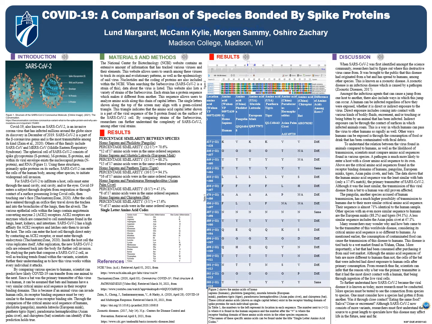This sequence allows users to analyze amino acids along this chain of capital letters. The single letters shown along the top of the screen may align with a green-colored triangle. This triangle indicates that the amino acid capital letter shown is a part of the viral sequence of the S protein found on the surface of the SARS-CoV-2 cell. By comparing strains of the SARS-CoV virus, researchers can further understand the complexity of SARS-CoV-2 among other viral strains. Our references are listed below the box that shows the results.